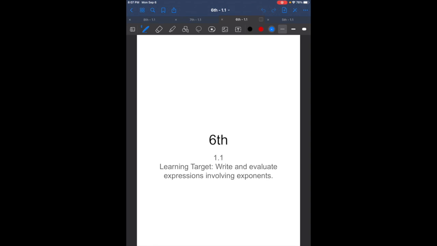Hello, ladies and gentlemen. This is Math, 6th grade. We are on lesson 1.1. Today we are going to be learning about writing and evaluating expressions involving exponents. Please make sure you write this down in your notes as we move forward.